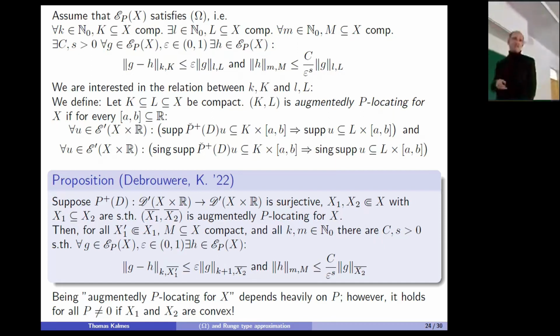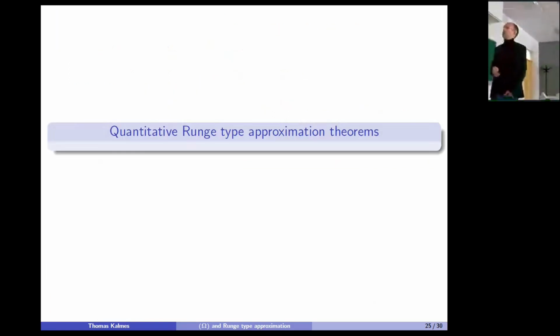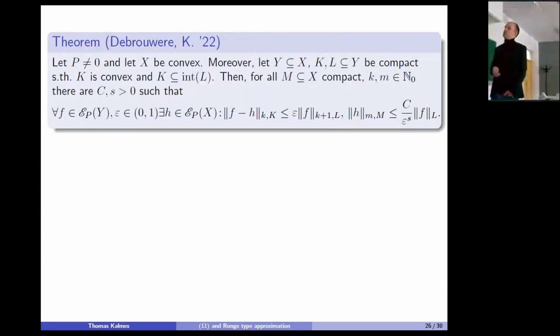Of course, now one has to study when such a pair is augmentedly p-locating, which of course depends on the polynomial p. However, if these sets are convex, then they are augmentedly p-locating for an arbitrary non-zero operator, which brings us to the first quantitative Runge approximation theorem.